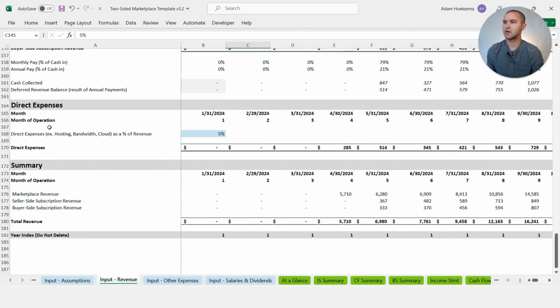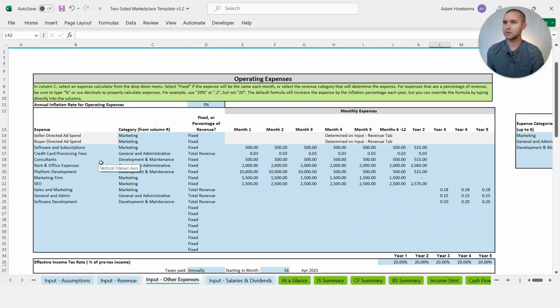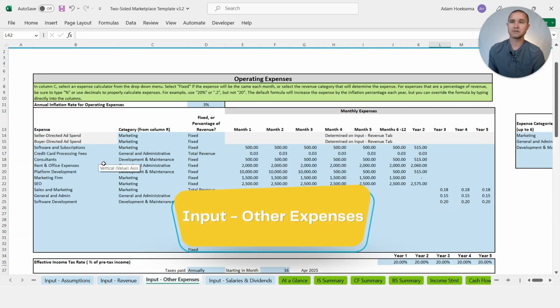One thing I glossed over here is we have the ability to put in your cost of goods sold for the platform. This is direct expenses, things like hosting and your cloud infrastructure, and you can enter these as a percentage of revenue. This could also be third-party software tools or services that you utilize within your platform. Okay, so now we're going to move on to our input other expense tab here.